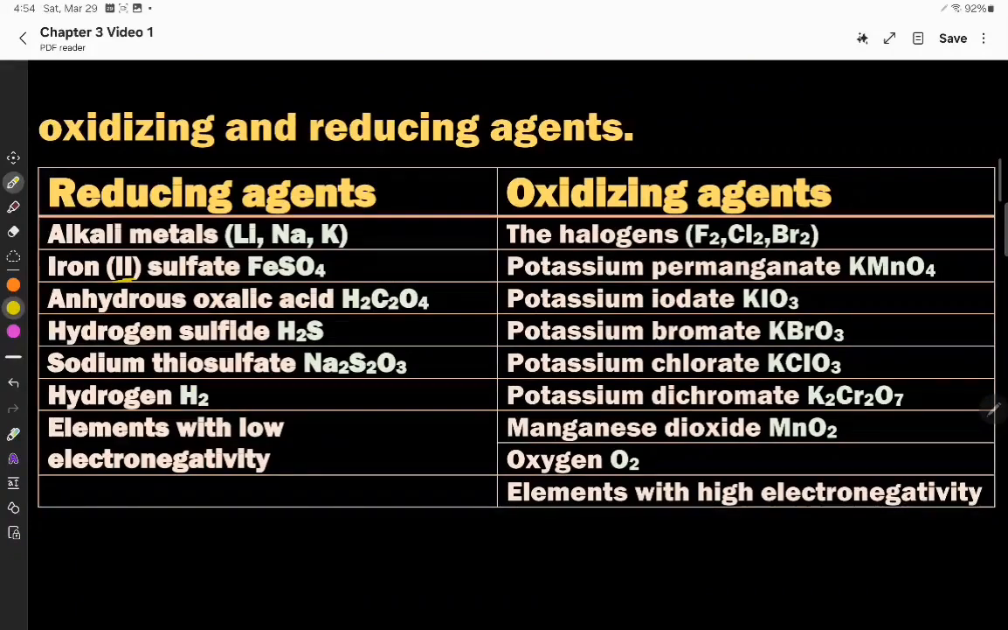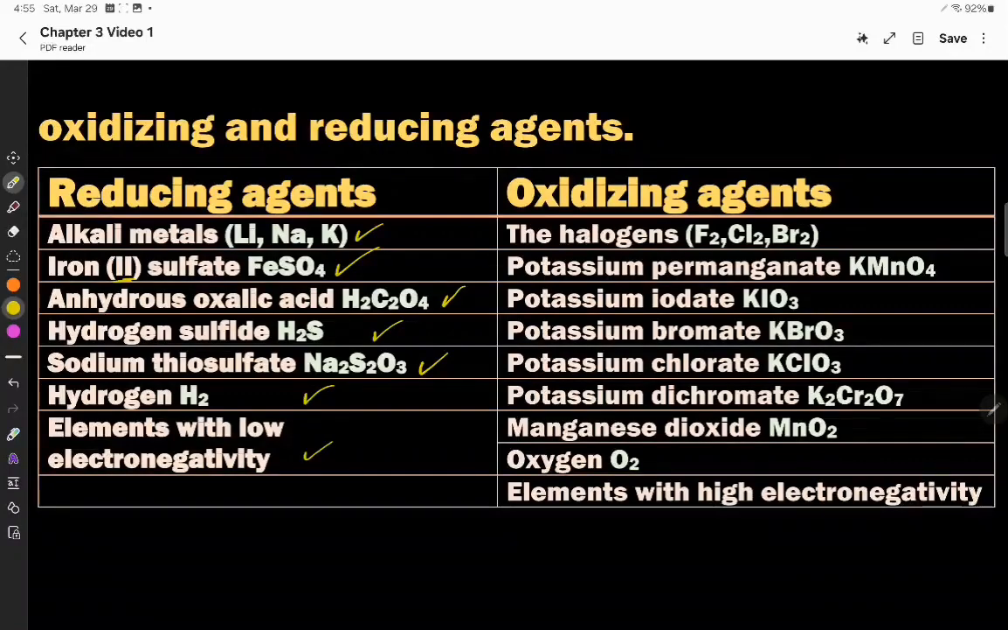That is it. Now, this table shows us the oxidizing and reducing agents. This comes in questions in the ministry exam. It gives you one of these and asks you which of the following is reducing agent or which of the following is oxidizing agent. The reducing agents are the alkali metals like sodium, lithium, potassium, iron sulfate, anhydrous oxalic acid, hydrogen sulfide, sodium thiosulfate, hydrogen, and elements which have low electronegativity. We'll speak about electronegativity later.